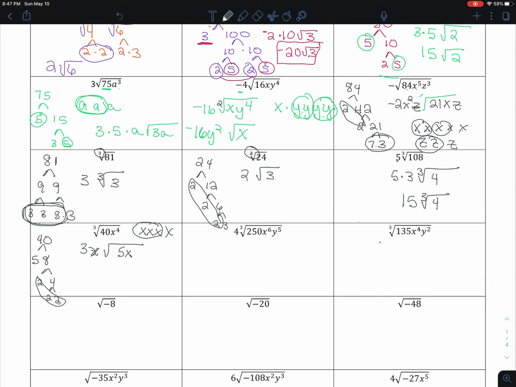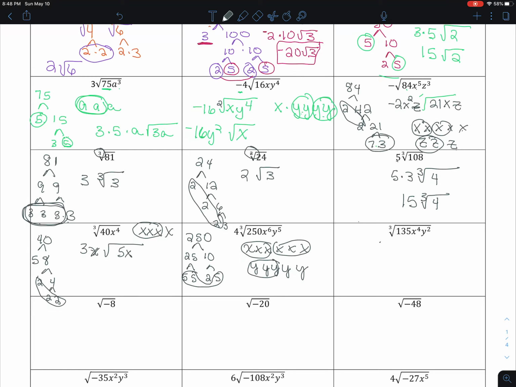Okay, welcome back. We're going to start with 250. I know that is 25 and 10. And 25 is 5 and 5, and 10 is 2 and 5. So look, I got 3 of them. They're coming out. X to the 6th. I have 3 here, and I have 3 here, so that comes out as x squared. Y to the 5th. Take out 3, and I'm left with 2.